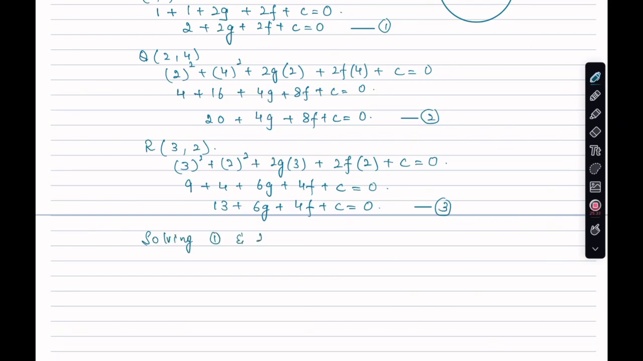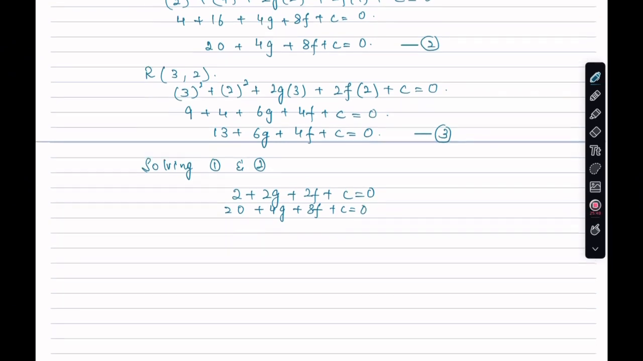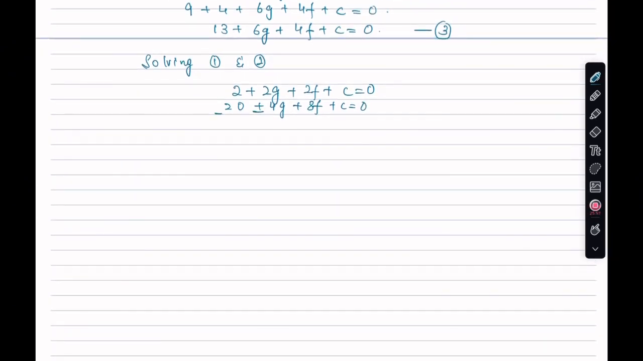Equation 1 and equation 2: the first was 2 plus 2g plus 2f plus c equals 0, and the second equation was 20 plus 4g plus 8f plus c equals 0. If I solve them simultaneously, I can eliminate c very easily. C minus c becomes 0. 2 minus 20 is negative 18, and then it's negative 2g and negative 6f. This equals 0.